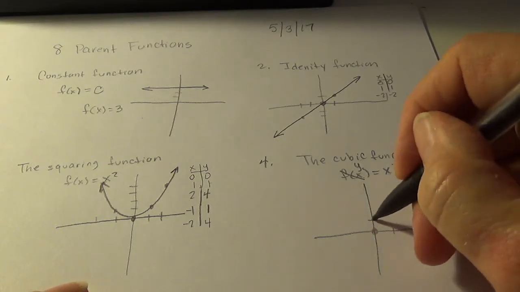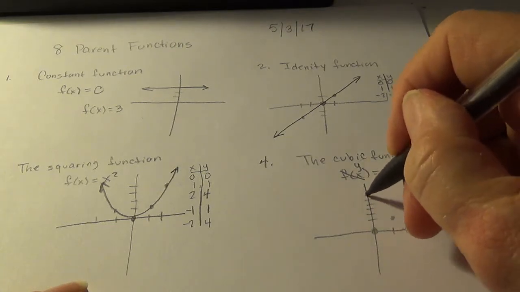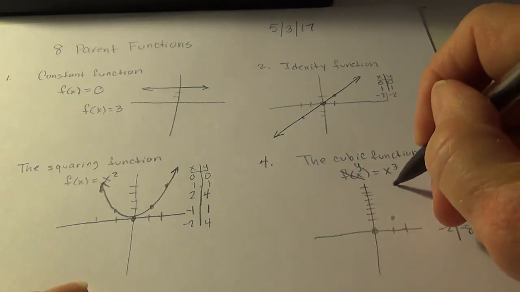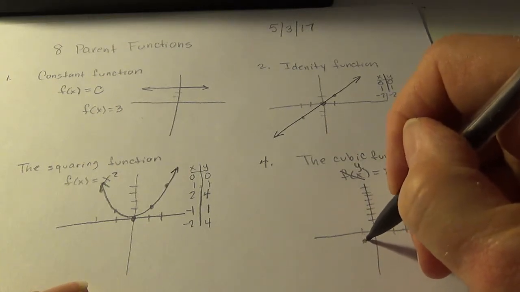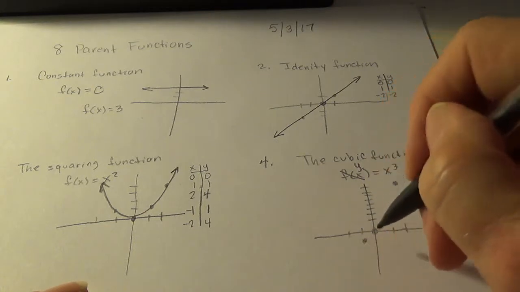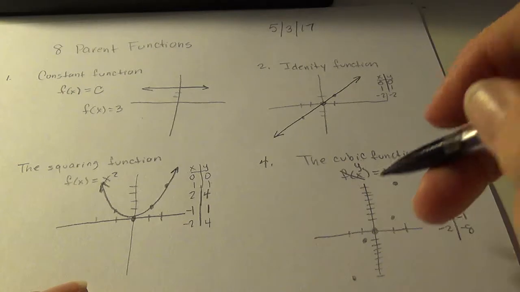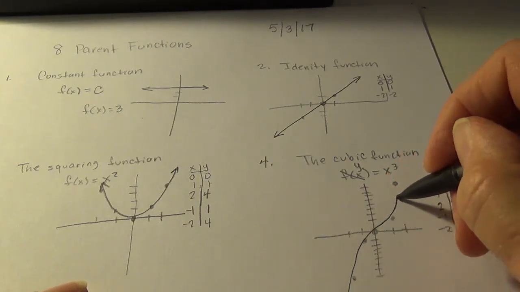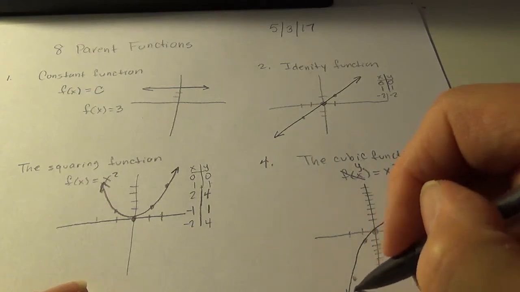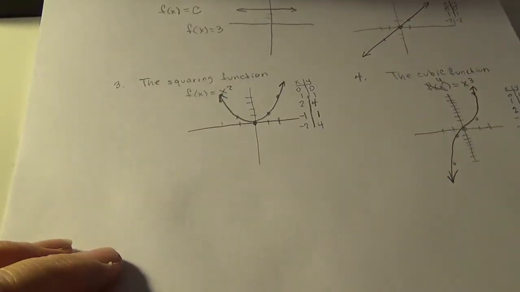0, 0, 1, 1, 2, 8, negative 1, negative 1, negative 2, negative 8. And they connect in a curve like this. All right, so that's the cubic function. All right, halfway through our parent functions.